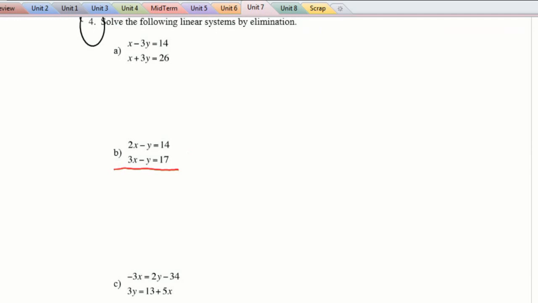If I added these equations together, I'd get negative y plus negative y, so that would give me negative 2y. And then 2x plus 3x would give me 5x. So nothing goes away if I add. What I need to do is subtract these equations. And by subtracting, I'm going to get negative y minus negative y, which is going to make my y's go away.